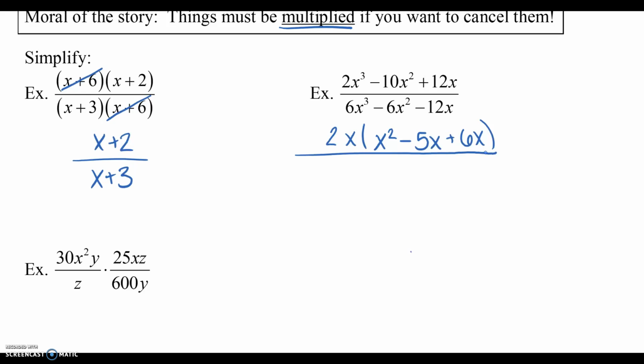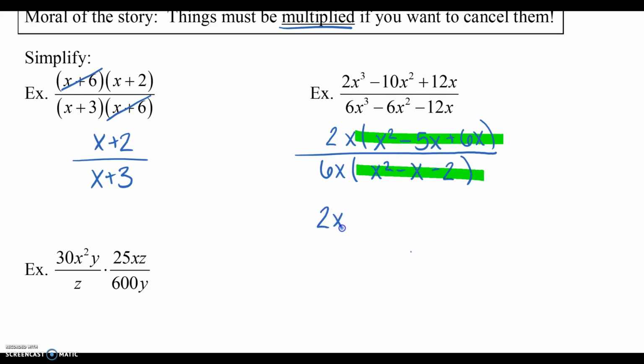Denominator, we can factor out a 6x. So 6x cubed divided by 6x is x squared. Negative 6x squared divided by positive 6x is negative x. And negative 12x divided by positive 6x is going to be negative 2. Now what we need to do is factor again. So this time we're going to factor these two quadratics.